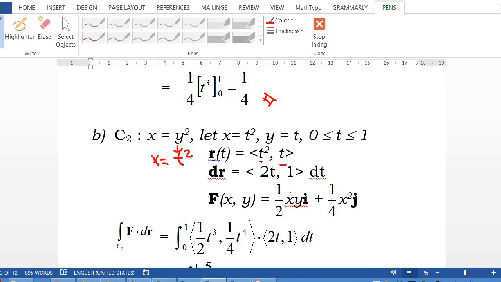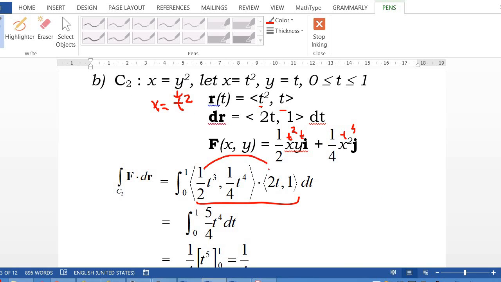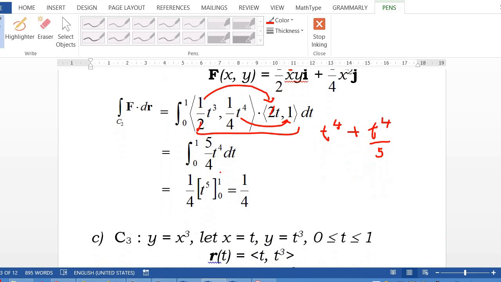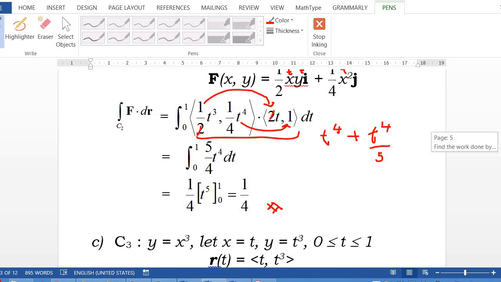For F(x,y), substitute x is t squared, y is t. So for component i we have half t cubed, plus 1 fourth x squared, x is t squared, so that is 1 fourth t to the power 4, dot with your dr, which is 2t, 1, dt. Evaluate the dot product: half t cubed times 2t, so the 2 and 2 cancel, and the total is t to the power 4, and component j adds t to the power 4 over 4. So the total is 5t to the power 4 over 4. Integrate with respect to t from 0 to 1, so you get the answer 1 fourth. So curve C1 and C2 both give the same answer, 1 fourth.